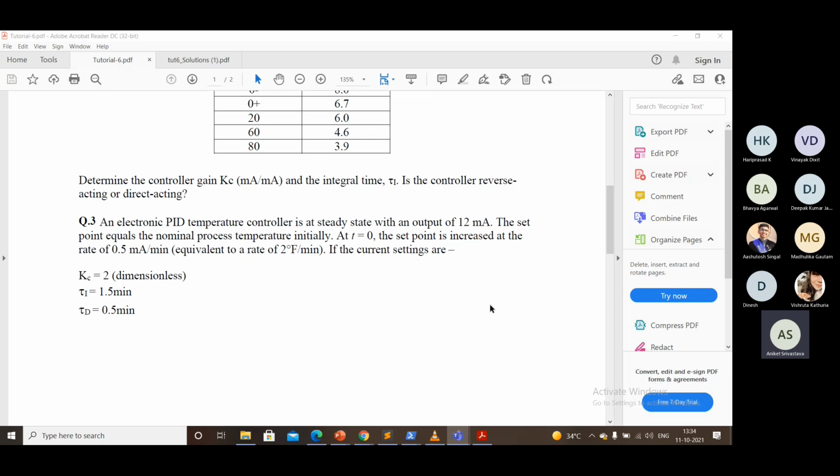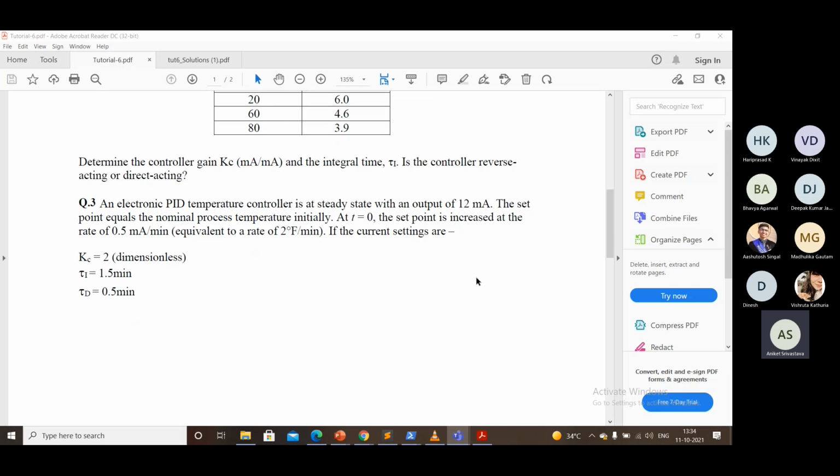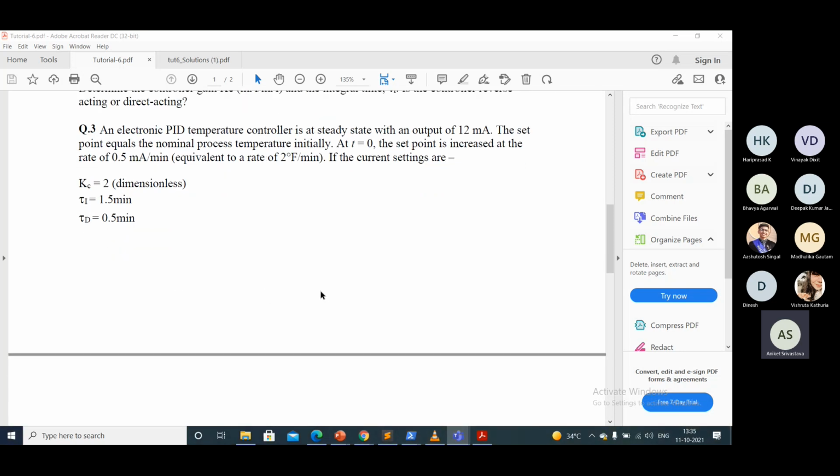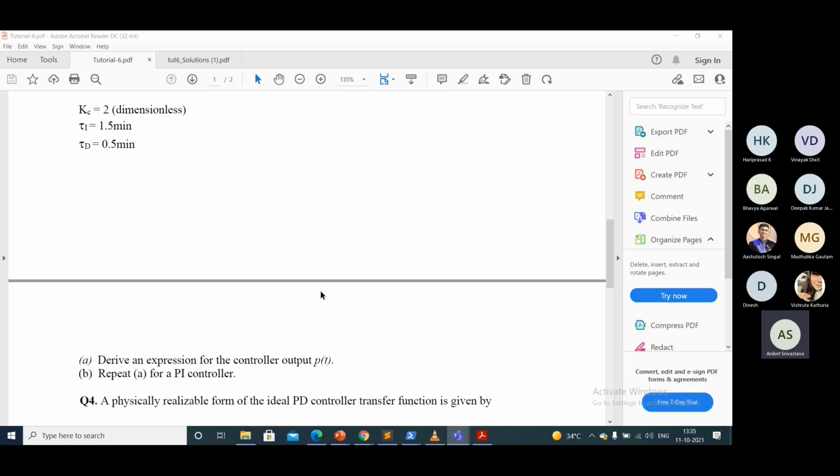So in this question, we are given a PID controller instead of a PI controller. It is at steady state, currently giving an output of 12 milliamperes. This time we are giving it a ramp input of 0.5 milliamperes per minute, and the current settings of the controller are already given to us. Basically, the controller gain Kc is 2, our integral time is 1.5 minutes, and the derivative time constant is 0.5 minutes. Now we are supposed to find out the expression for the controller output.